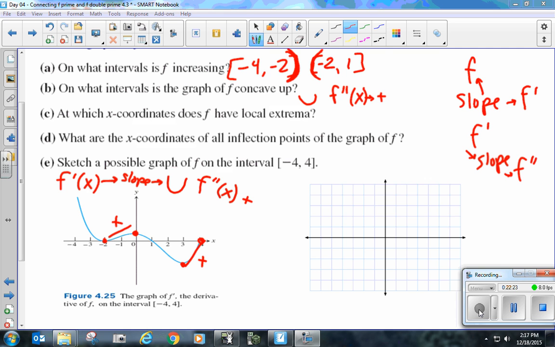So you've got to be really careful. Sometimes you're thinking above the x-axis for positive, sometimes you're thinking of slope. Just take a moment to really look at it, read the question, and know which one you're looking for. So it's concave up from -2 to 0, and also from 3 to 4.